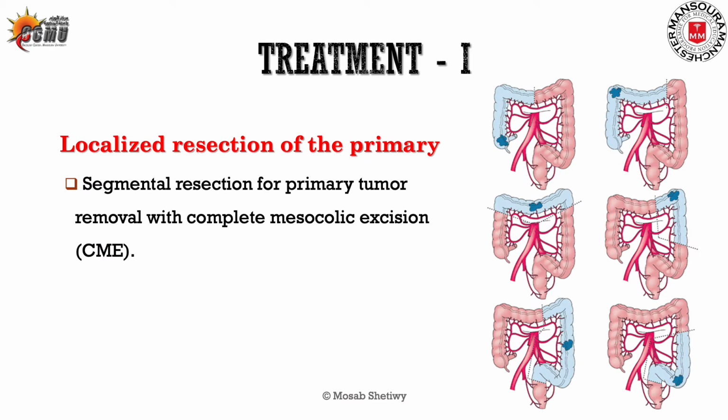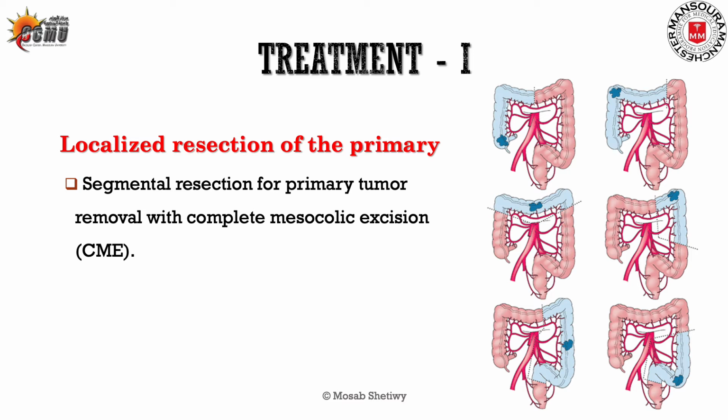As for the localized disease, localized resection or segmental resection of the primary tumor with complete mesocolic excision is mandatory. Complete mesocolic excision means that regional lymphadenectomy is done following or by division of major blood vessels at the origin to enable removal of draining intermediate and central lymph nodes.